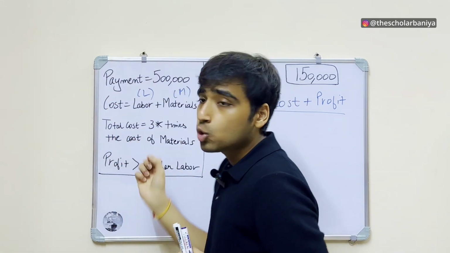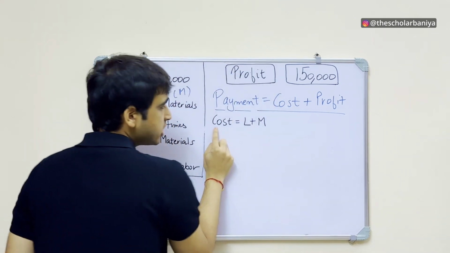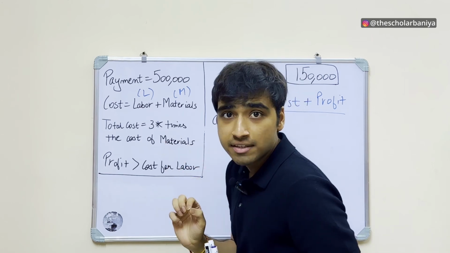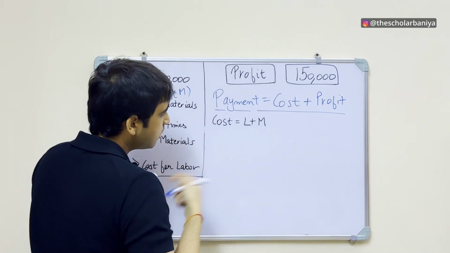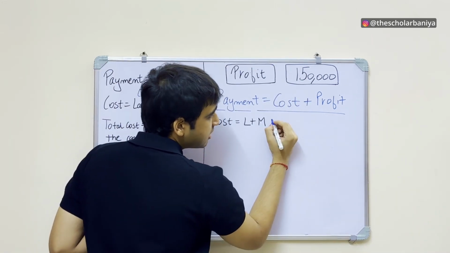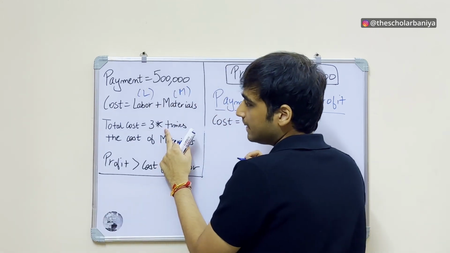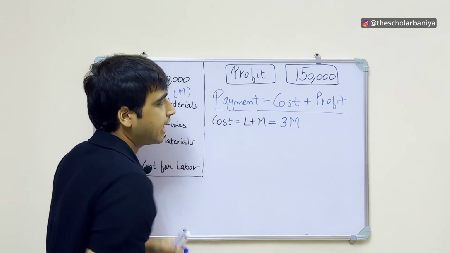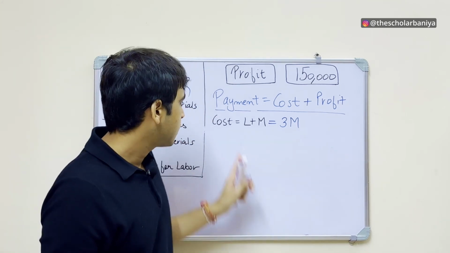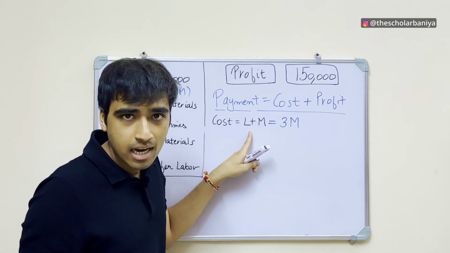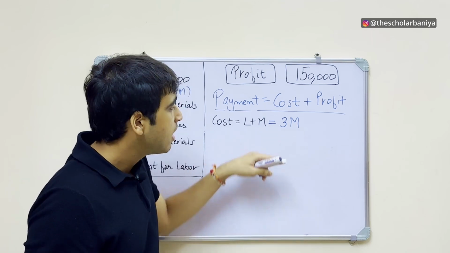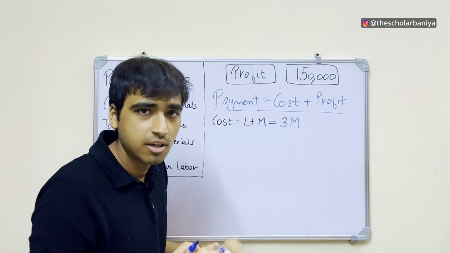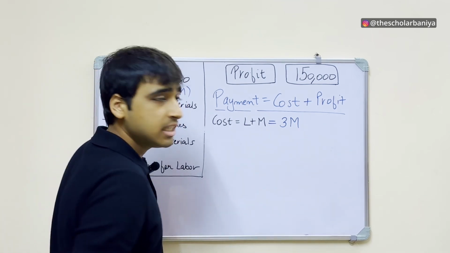We also know that the total cost, which is this, is equal to 3 times the cost of materials, which means the total cost is also 3m. I hope this should also be very clear that the total cost will obviously be L plus M, which is labor plus materials, but it is also given in the question that the total cost is equal to 3 times the material cost. So L plus M is equal to 3m.